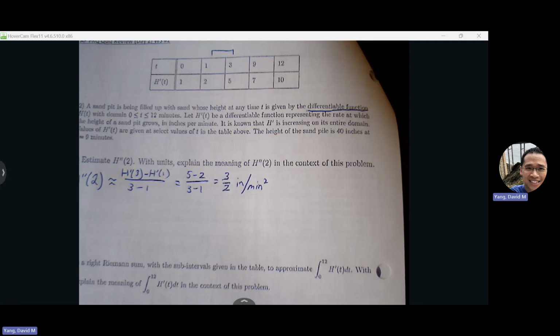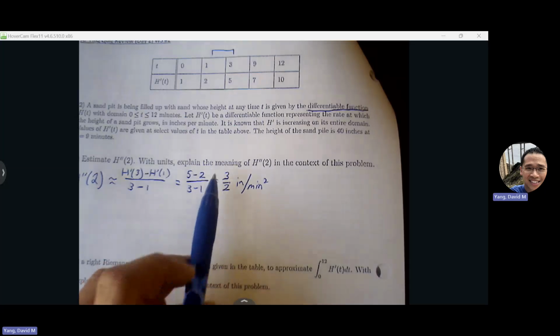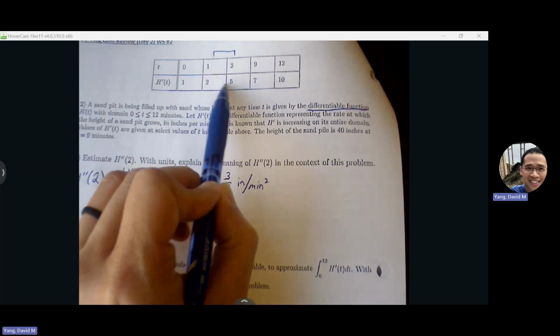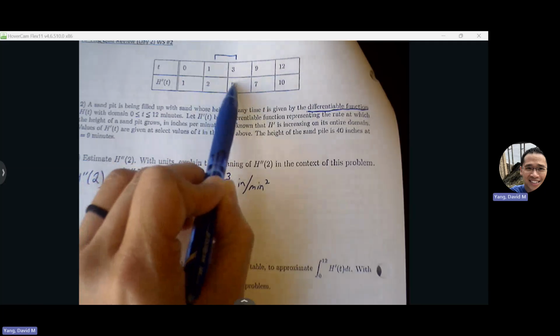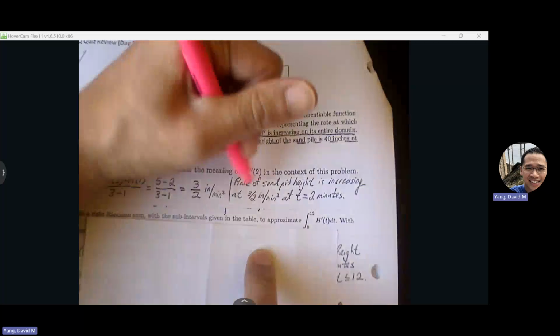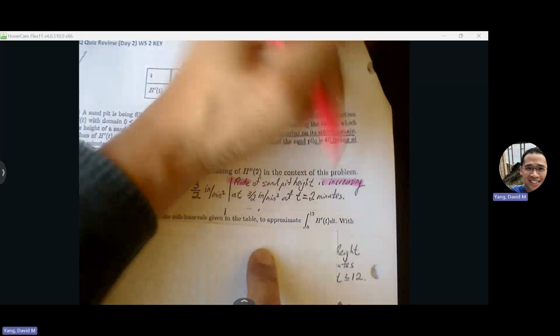We want to say something in terms of how that rate changes. Is the rate increasing or the rate decreasing? In this case, the rate is going to be increasing, right? So you can see that 1 to 2 to 5 to 7, there's an increasing rate. So the rate of the sand pit is increasing at 3.5 inches per minute squared at t equals 2 minutes. So we want to use these words involving rate is increasing or rate is decreasing. That will indicate that second derivative relationship.